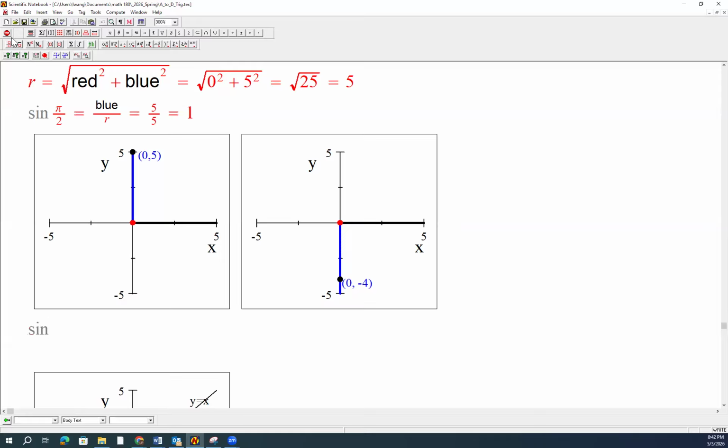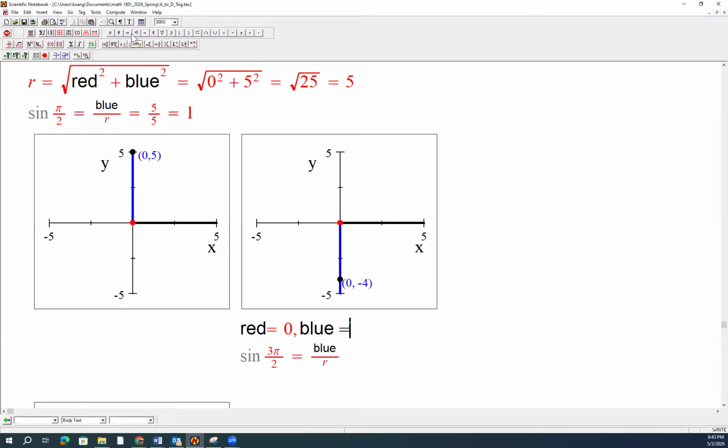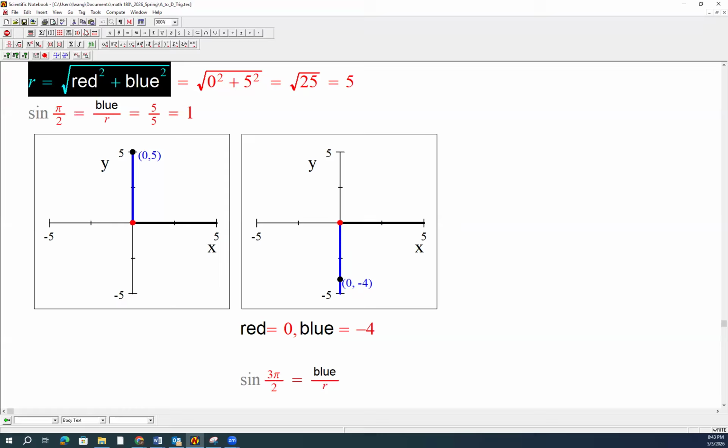And therefore, for sine of 3 pi over 2, it is going to be blue over r. So for the point of our choice, the point I've chosen is 0, -4. So the red is 0, red is shrunk to a dot, and the blue is -4. Okay, blue is -4. How do we find r? We're going to use the same formula to find r.